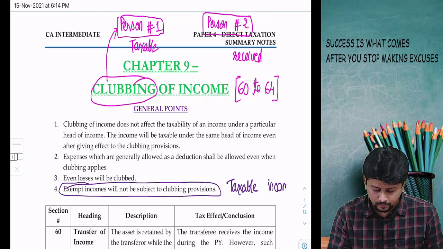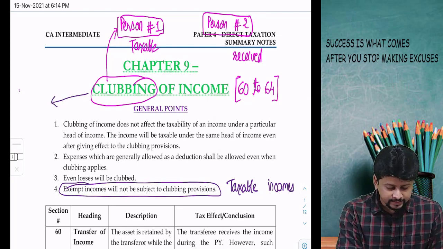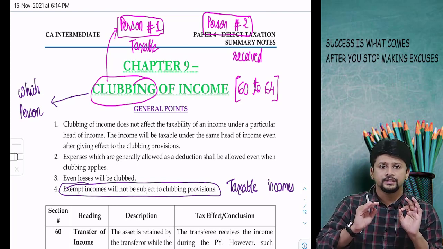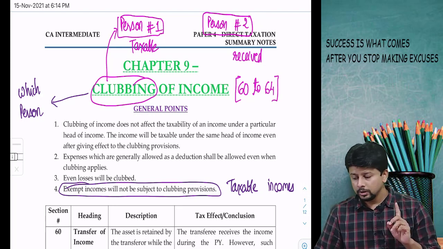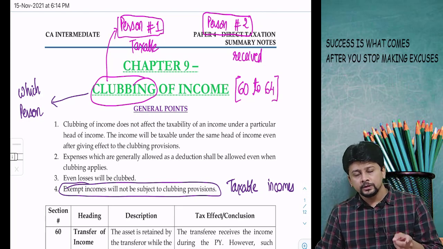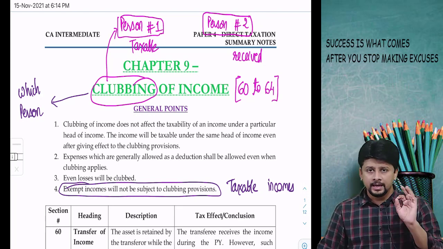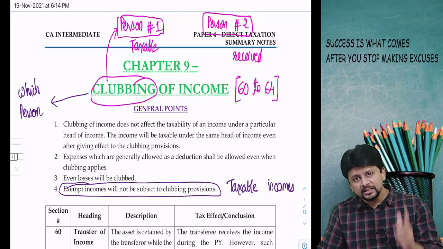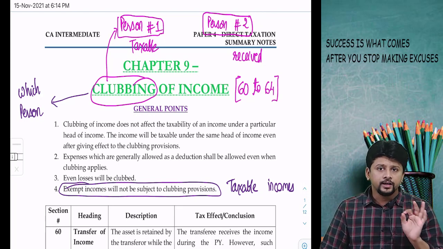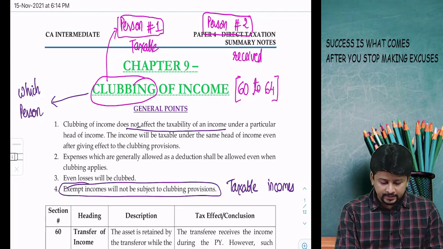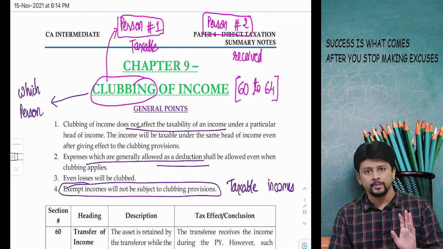Second, clubbing of income decides the person who is going to pay tax. According to the section of clubbing, who is the correct person to pay tax, that will be decided. So computation does not change. If an income is subject to clubbing and it is taxable as IFOS, the head of income will remain as IFOS only. Any expenditure which is going to be allowed as a deduction will be allowed. Any expense which is to be disallowed will be disallowed also. So clubbing does not affect your computation. Clubbing does not affect the taxability of income under a particular head. Expenses which are generally allowed will be allowed even if clubbing applies.